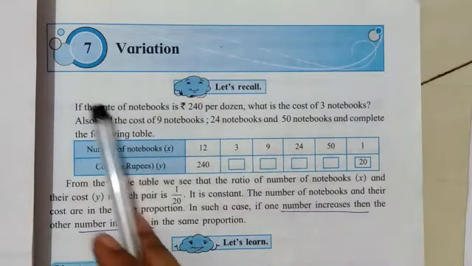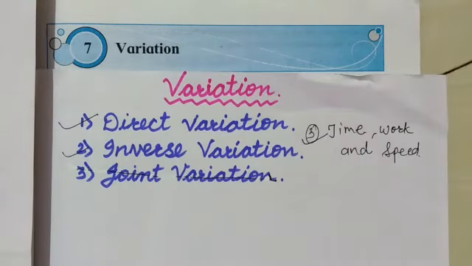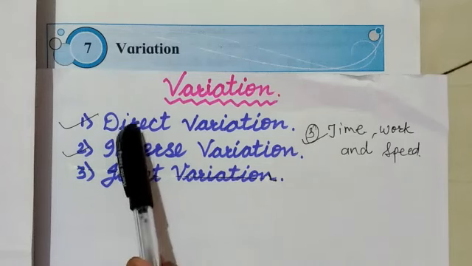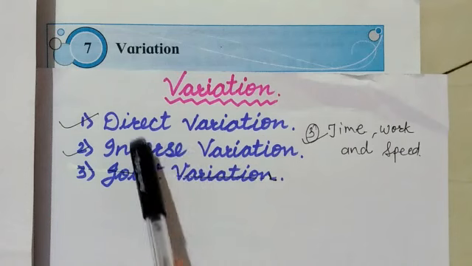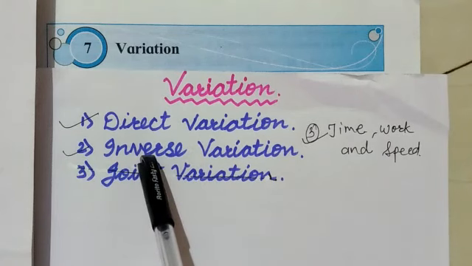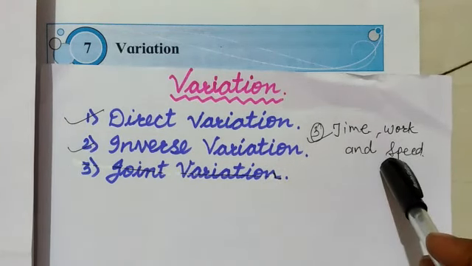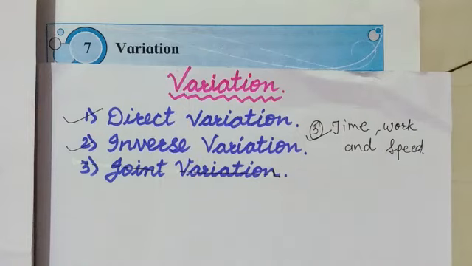Students, let's start our 7th unit, that is variation. Variation means the relationship or the ratio between two things or two factors. Actually, there are three types of variations: direct variation, inverse variation and joint variation. Among these, the first two we are going to see in our 8th standard mathematics, and other than this, time, work and speed among two factors we are going to see at the end of the unit, variation. So let's go ahead.